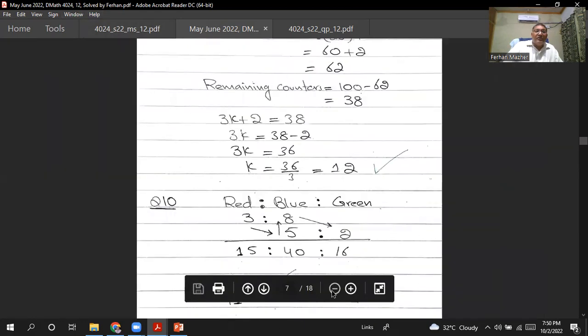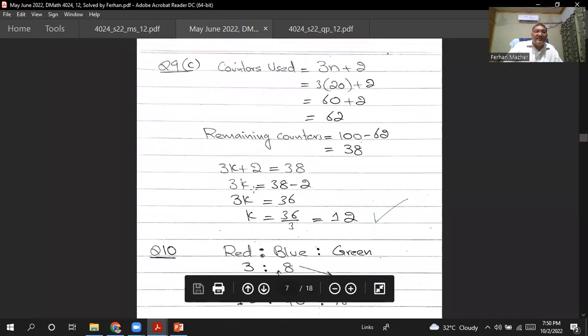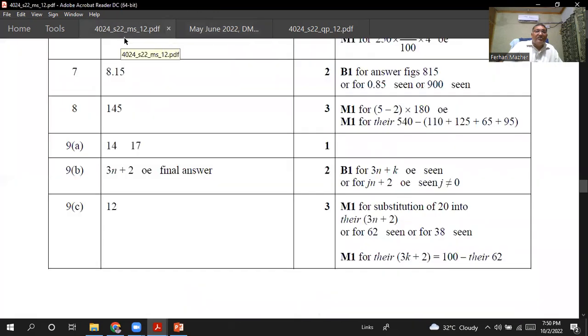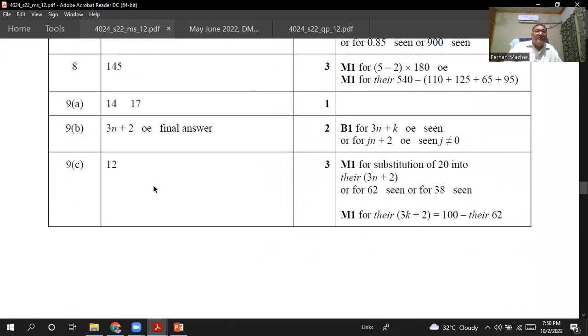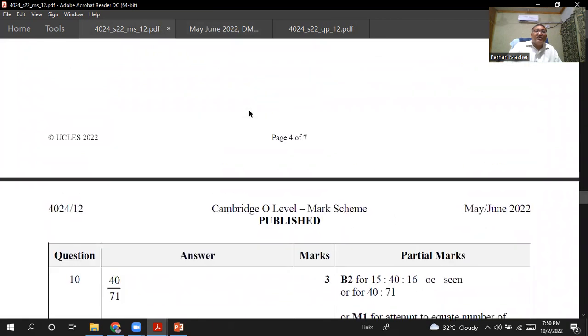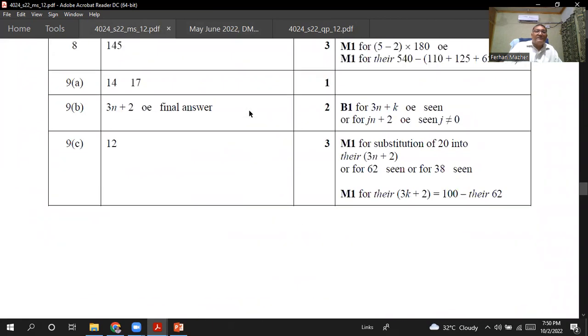So let me show you the whole part. It's a little tricky question. So the value of K is 12. So in part C, you see 12 is the right answer.